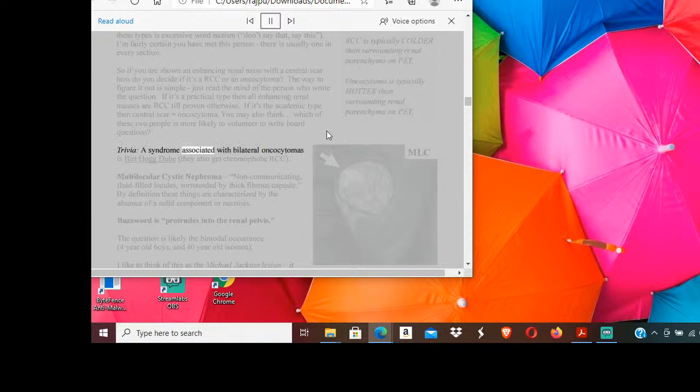Trivia: a syndrome associated with bilateral oncocytomas is Birt-Hogg-Dubé. They also get chromophobe RCC.